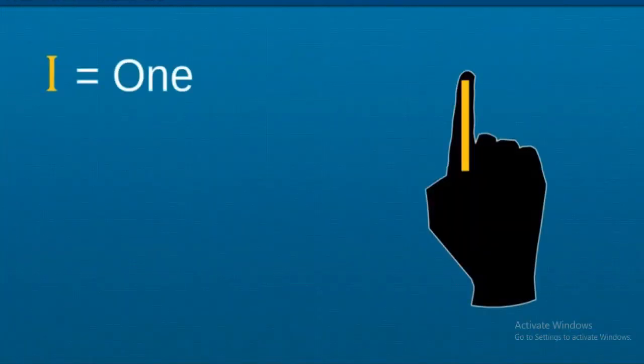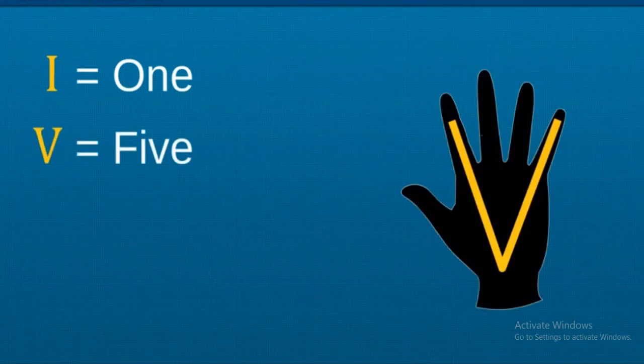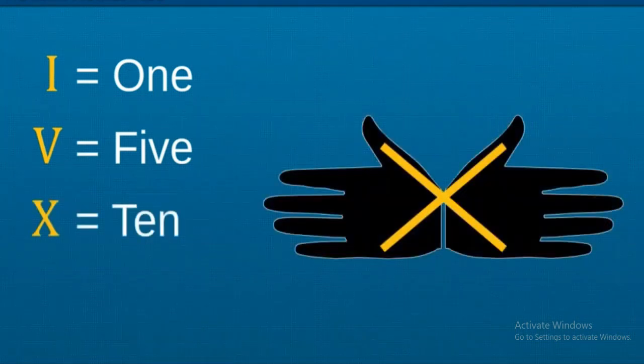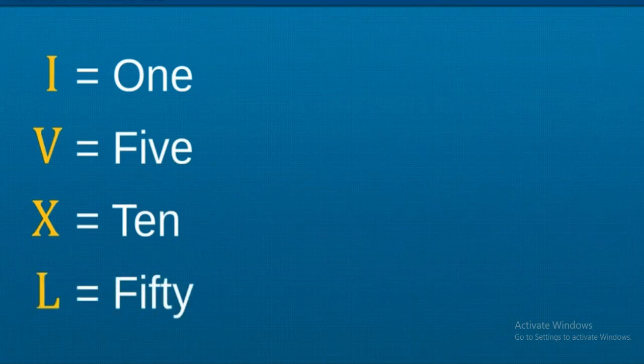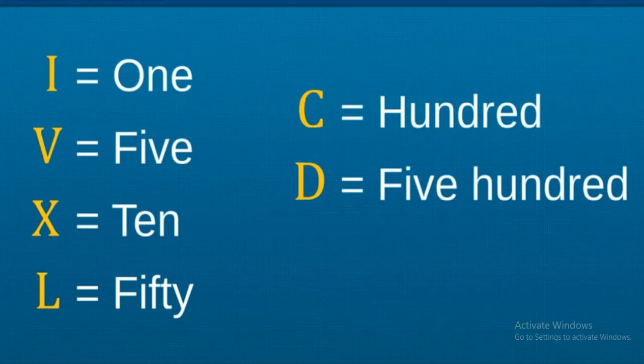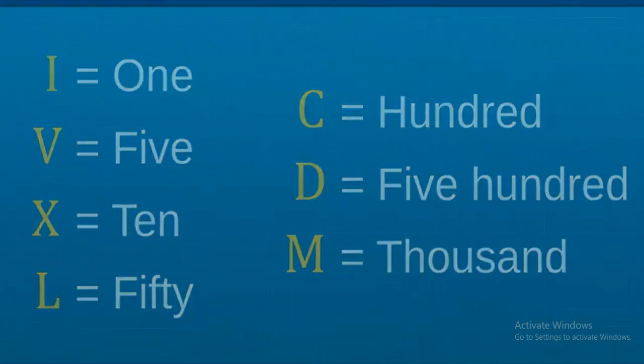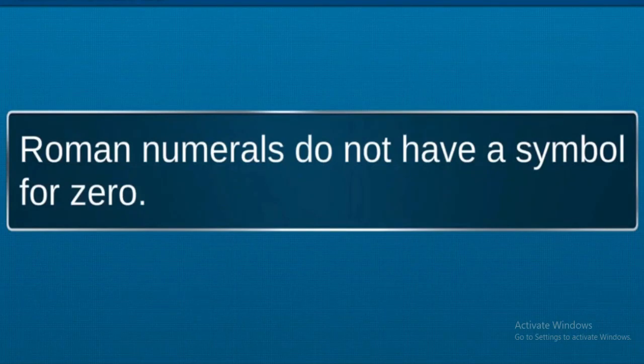I represents 1. V represents 5. X represents 10. L represents 50. C represents 100. D represents 500. And M represents 1000. Roman numerals do not have a symbol for 0.